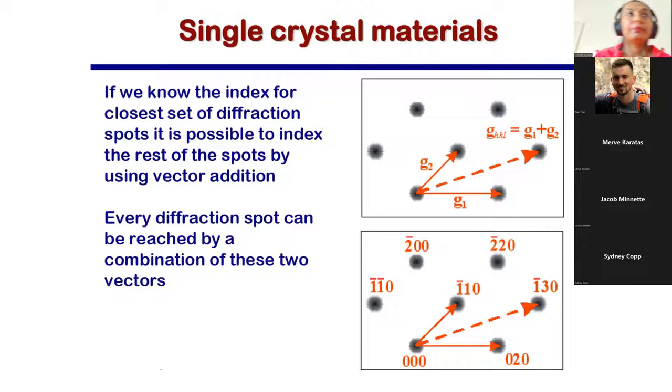So now, we are trying to understand what the diffraction pattern for a single crystal material looks like. Does anyone have any question about these spots and why they have different names? Anyone, do you understand what these values are here? Can anyone explain to me?